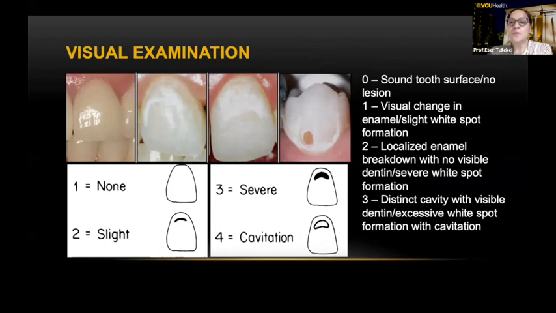Finally, when those teeth came back to us, what we did first was to use a visual examination technique that was used by Gorlick et al. You visually examine the tooth surface. So two calibrated clinicians looked at the tooth surfaces without knowing which tooth received which treatment. And we rated them: no lesion, slight lesion, visible lesion, severe lesion, or cavitation.